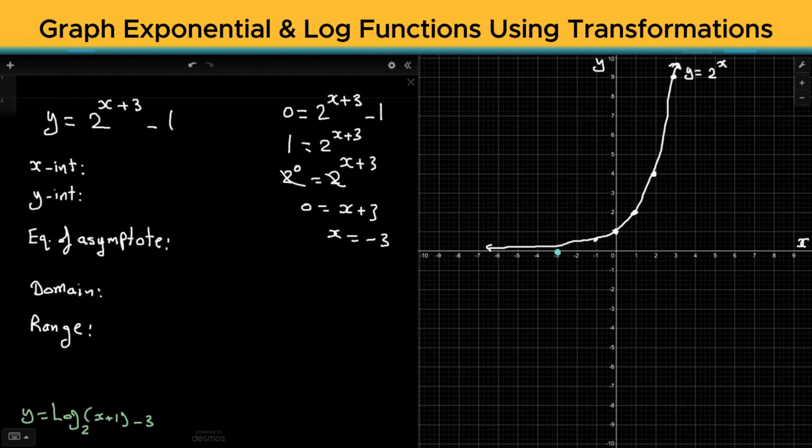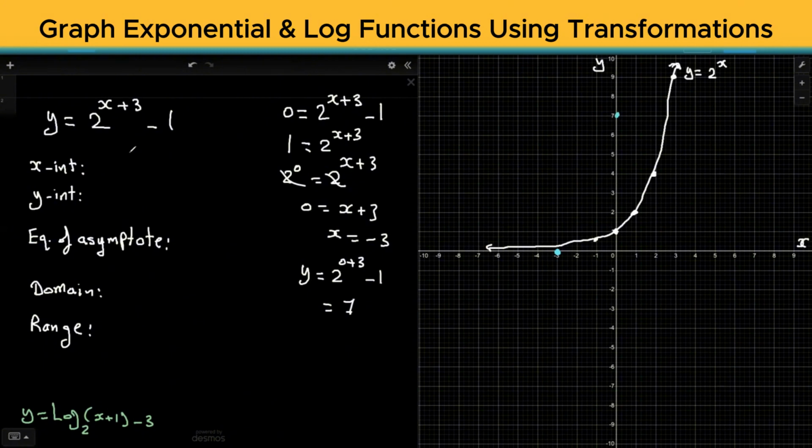Okay. Now let's calculate the y-intercept. For the y-intercept, we make x 0 in the equation and solve for y. So the y-intercept will be y equals 2 to the power of (0 plus 3) minus 1. 2 to the power of 3 is 8, minus 1 is 7. So the y-intercept is 7.